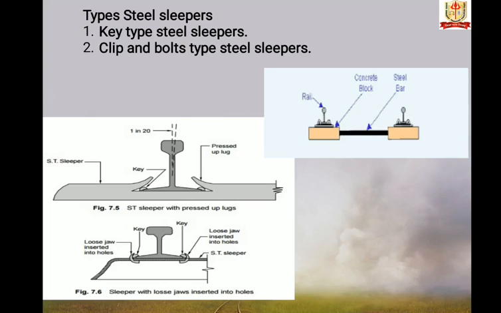In the clip and bolt type of steel sleeper, clips and bolts are used for holding the rails as shown in the figure. For connecting each rail with this type of steel sleeper, 4 clips and 4 bolts are used. This type of sleeper prevents creep effectively. These steel sleepers can also maintain excellent gauge, but however they are not being used in Indian Railways nowadays.